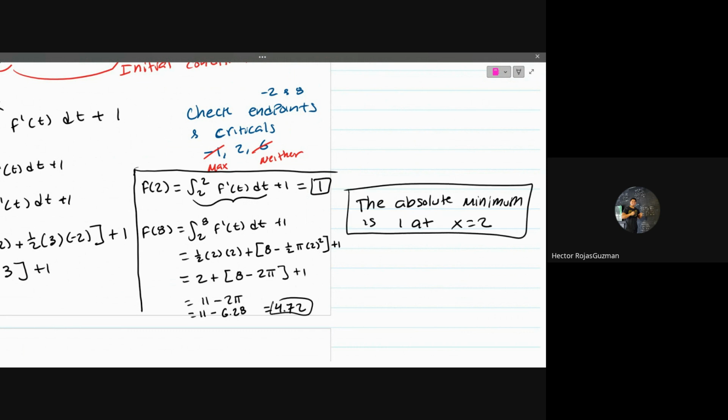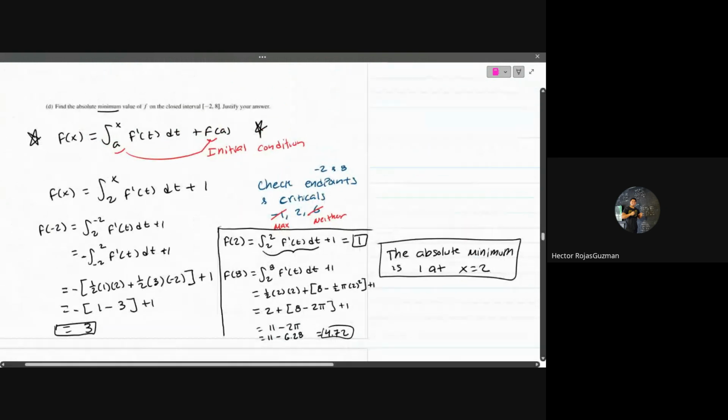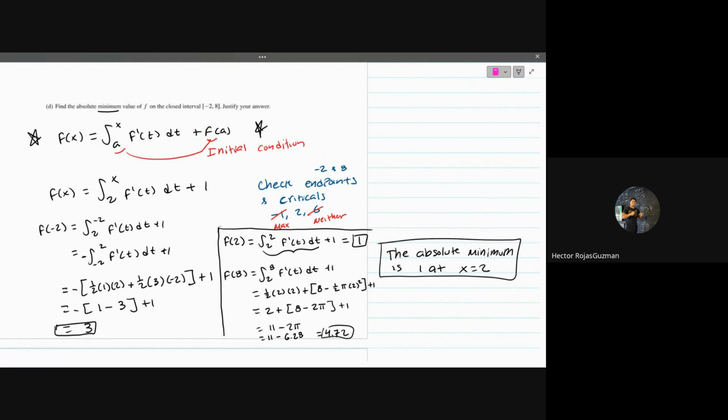Now, don't get blown away, right? Don't look at the whole problem and be like, damn, I can't get any of that. Take it by parts. Because if you look at the rubric, you're going to be given 1 point for considering f prime equal to 0. And that's what I told you guys about the critical points. You're going to be given 1 point for the answer. And 1 point for the justification. The justification can be all the work.